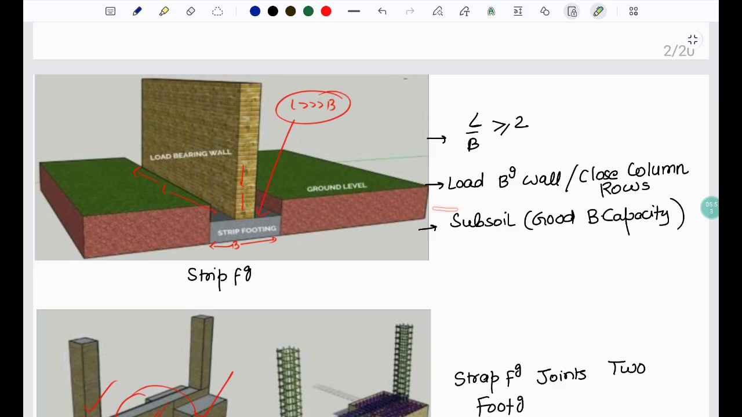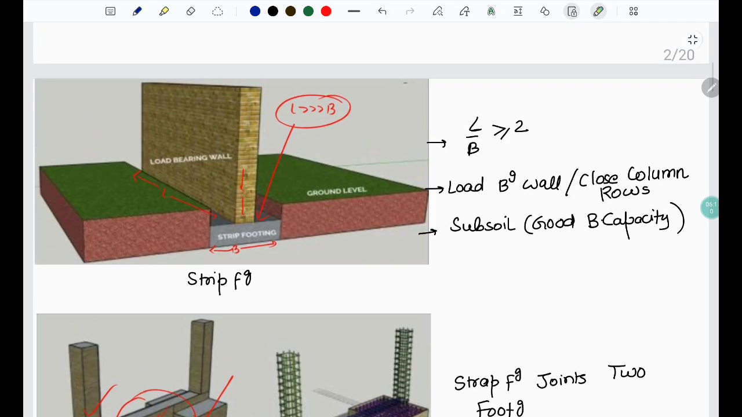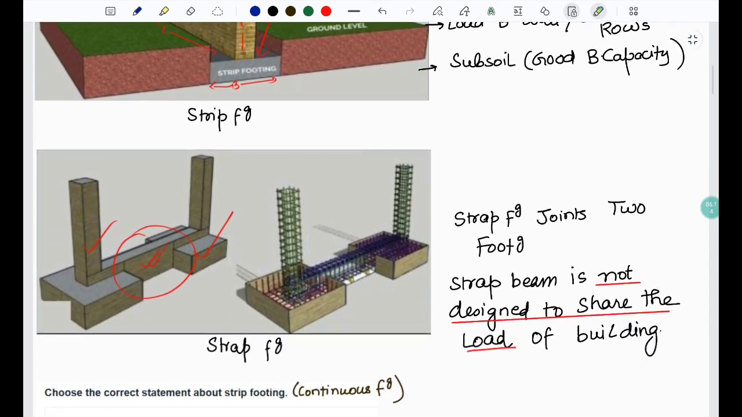It is usually given for load bearing walls or closed column rows. And a very important point which has been asked in the question: you give strip footing not where the subsoil has a bad bearing capacity, rather where it has a good bearing capacity. तो हम इसे वहाँ नहीं देंगे जहाँ पे कि हमारी soil की bearing capacity कम है.